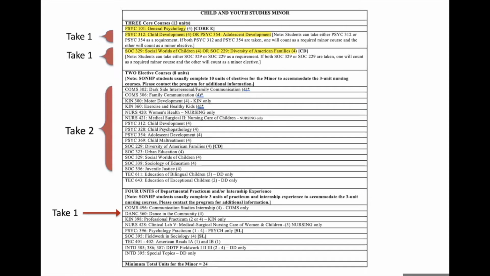If you are a student from biology, in some ways it's a little easier, although there are no classes that double count. Again, you just take the 3 required classes, some of which you have a little choice in, 2 elective courses, and then your practicum, so that you have some one-on-one work with kids. Dance in the community is often a really great option for you.